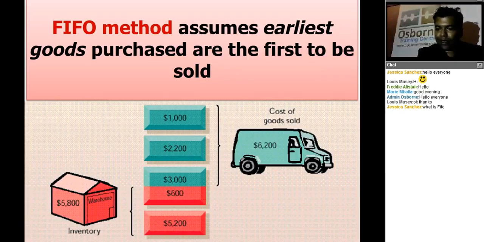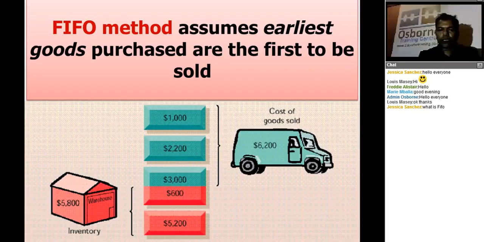Jessica has just asked what is FIFO. Well, I believe you just joined, so you missed the first part. FIFO is first in, first out. That's the abbreviation of it. The picture we're looking at right now is the application of the FIFO method. Here, when the stocks come in first in the order, they should also go out first in the order.